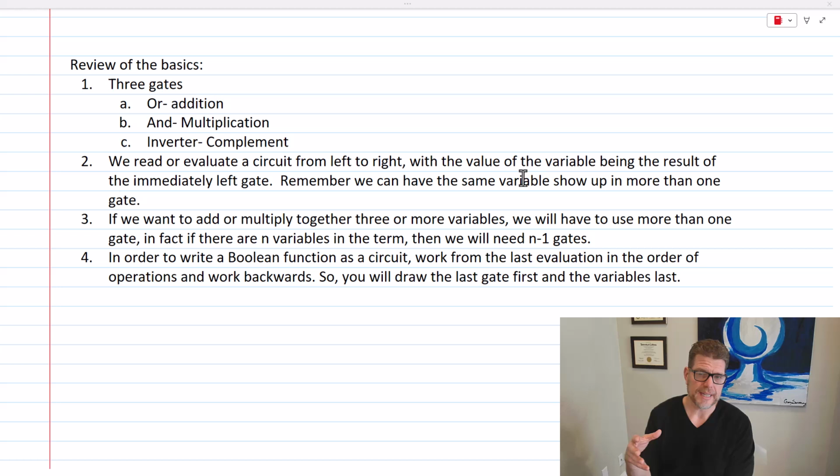If we want to add or multiply together three or more variables, we're going to have to use more than one gate. In fact, if there are n variables in the term, then we're going to need n minus 1 gates. In order to write a Boolean function as a circuit, we're going to work from the last evaluation in the order of operations, then work backwards. So you'll draw the last gate first and the variables last. I hope you enjoyed this mini lecture on the basics of circuits, how we draw circuits from Boolean algebras, and how we create Boolean algebras from circuits.